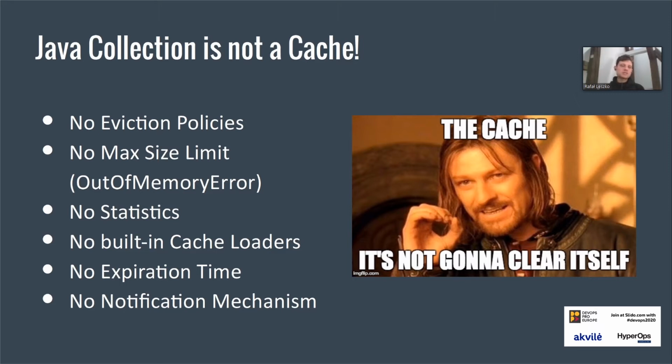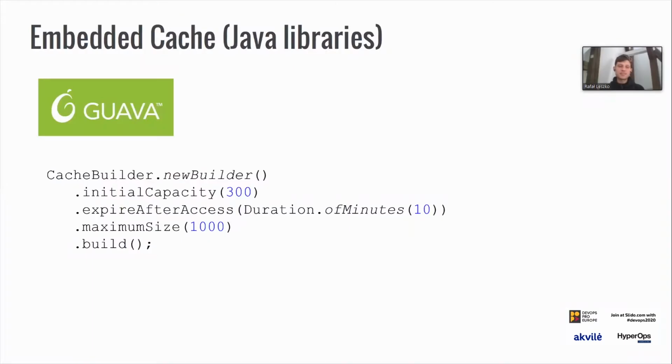Now, what is a good library for Java? For simple caching, I would say a very good library is Guava, where you can define all these parameters that were missing in the collection while constructing the cache.